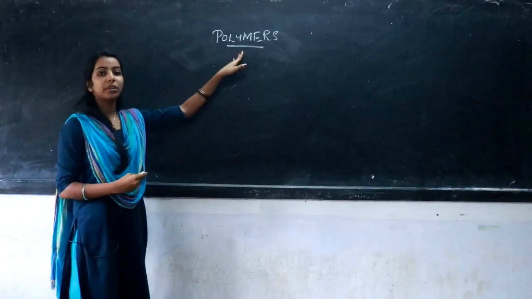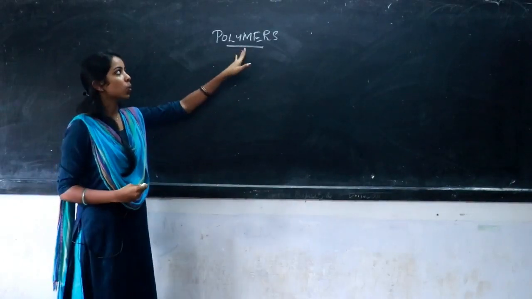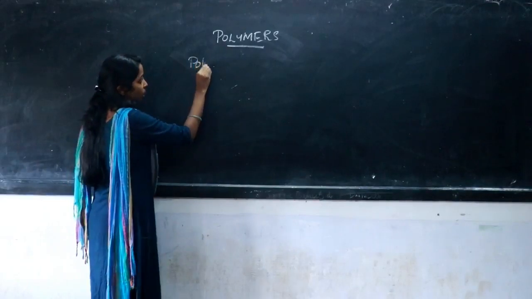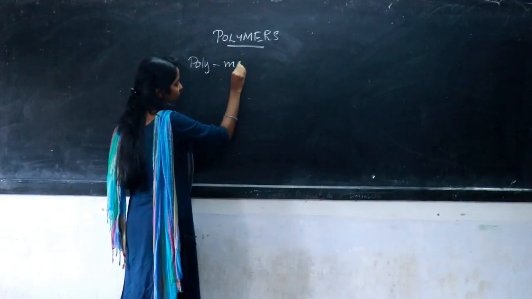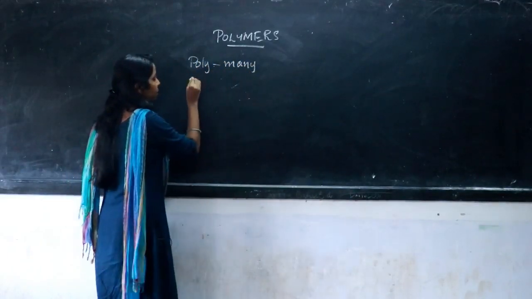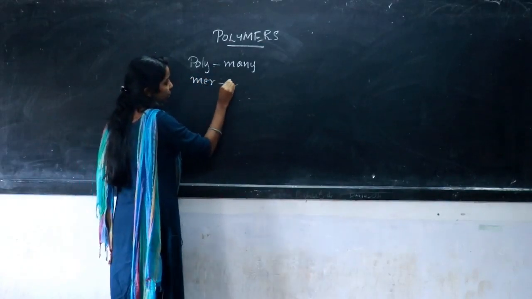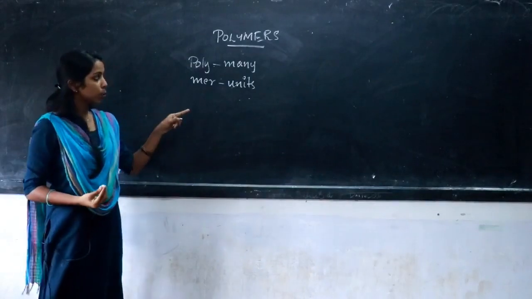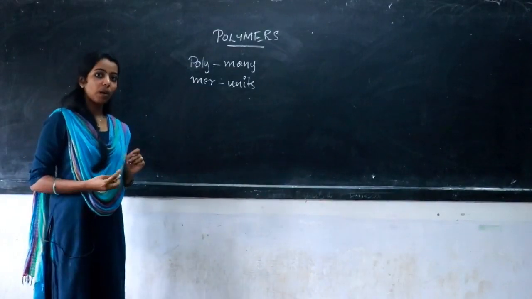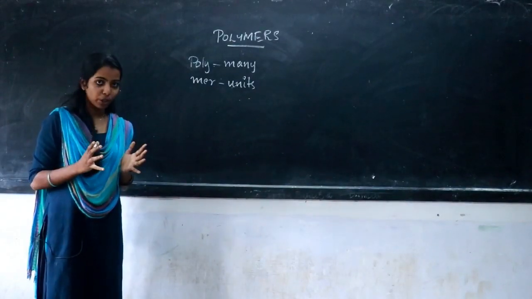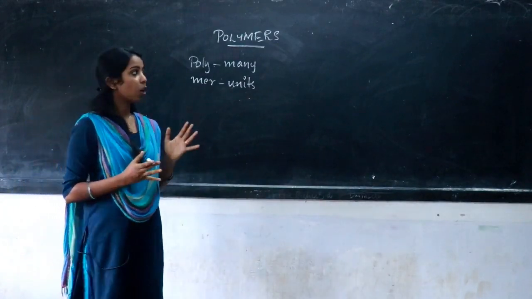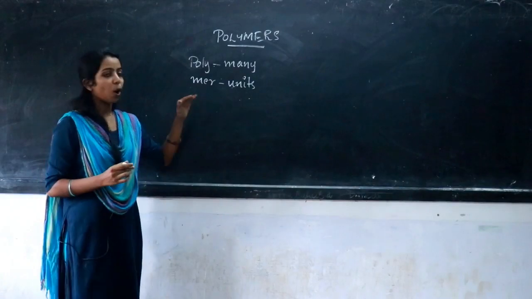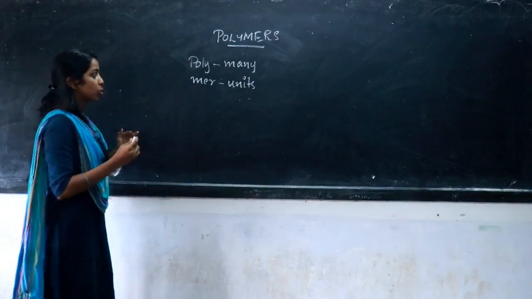From the word polymer itself we can understand that this word is made up of two words, that is poly, which means many, and mer, which means units. That is, many units combined together to form a larger unit or a larger molecule of high molecular mass called a polymer. And these basic units are called monomers. I can show an example.